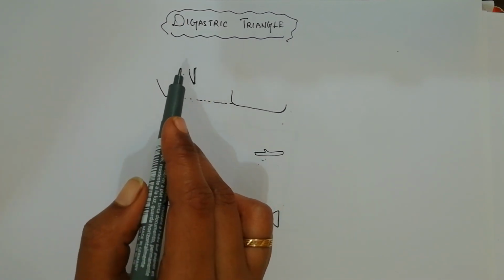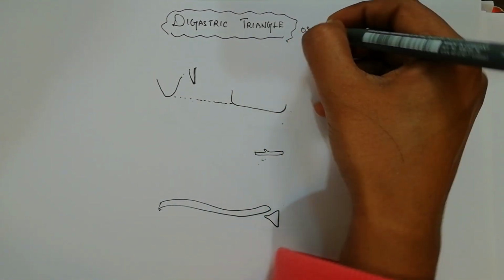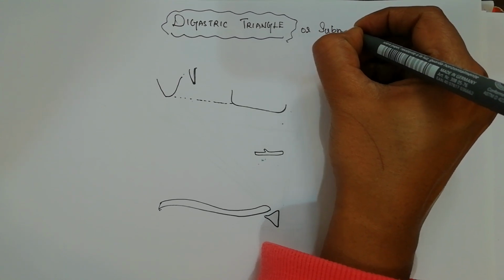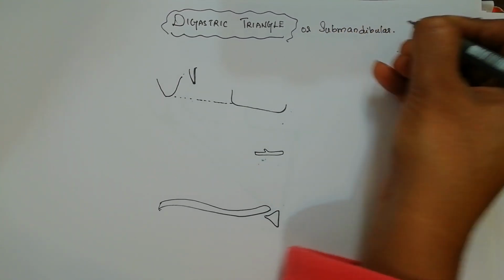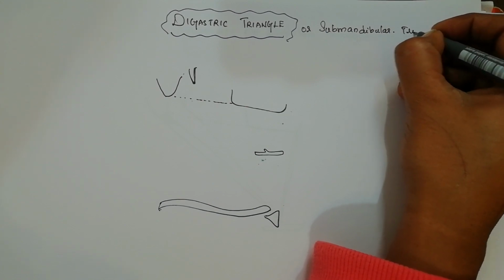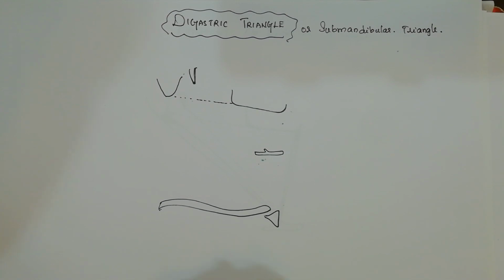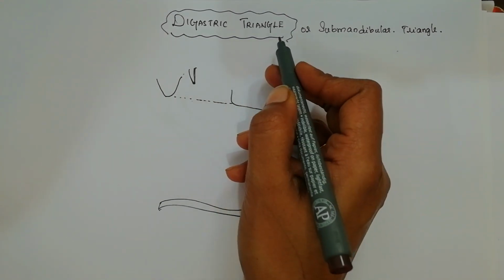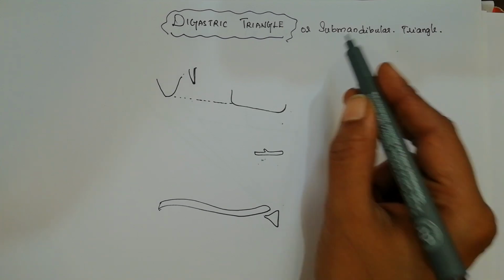So we are calling it digastric, or else it is also called submandibular triangle. Why are we calling it with this name? As we have got an important gland present over here, we are calling this the submandibular triangle. So the digastric triangle, or else it is called the submandibular triangle, because of its content.